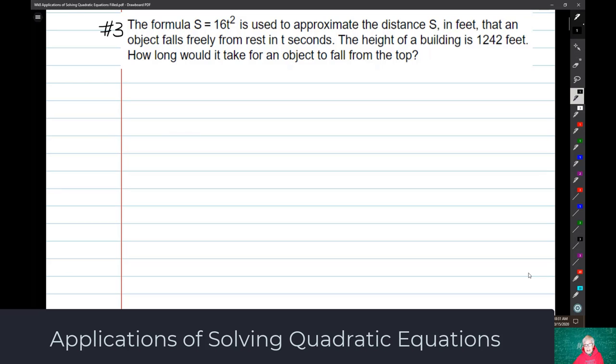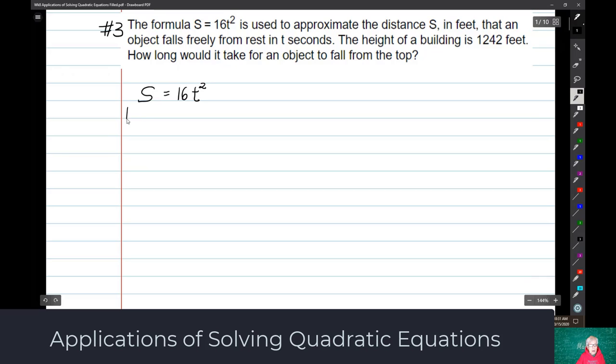The height of a building is 1,242 feet. How long would it take an object to fall from the top? Now, not be thrown, but just fall off the top. Well, I don't know. Let's find out. The goal of all this is to learn how to solve quadratic equations.